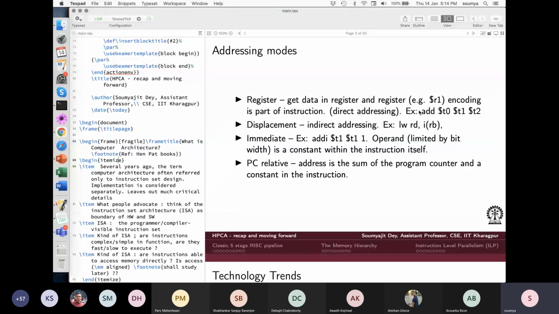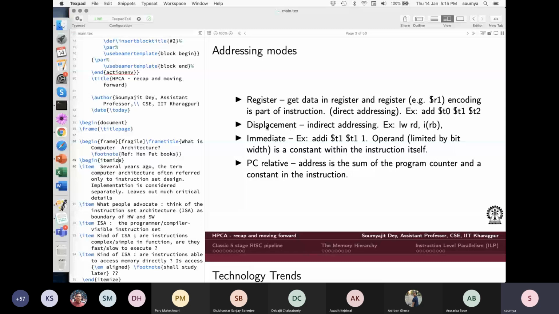So when I write the binary code for this, add will have an opcode, and for each of T0, T1, T2, I would have 5 binary bits, which will say which register I am referring to. So this is called direct addressing, because I am directly referring to a register through a binary encoding. That's one way to get data and compute with it, by referring to the register through an encoding.